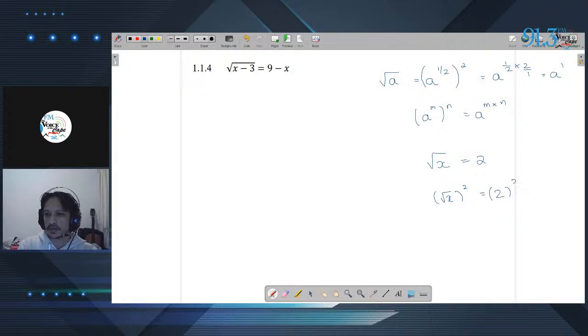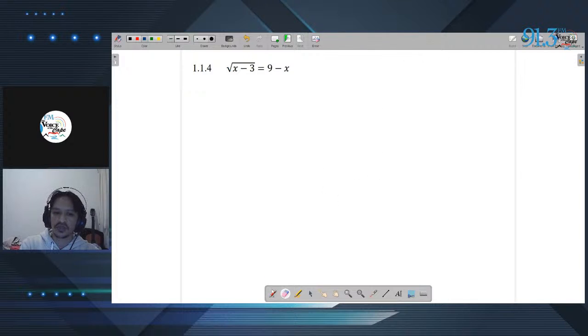Okay. And you'll see that the square root just disappears because it's x to the power of a half. So it just gives us x1 is equal to 4. And we're going to use this idea to solve this problem over here. And you'll notice once we do that, we should actually end up with a trinomial, and then we'll have to factorize it. So if we go over here, now we just go square root of x minus 3.